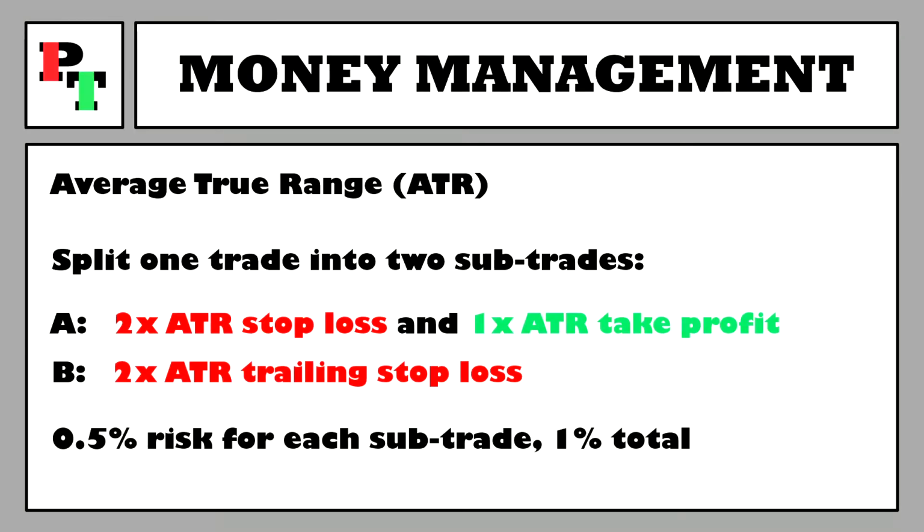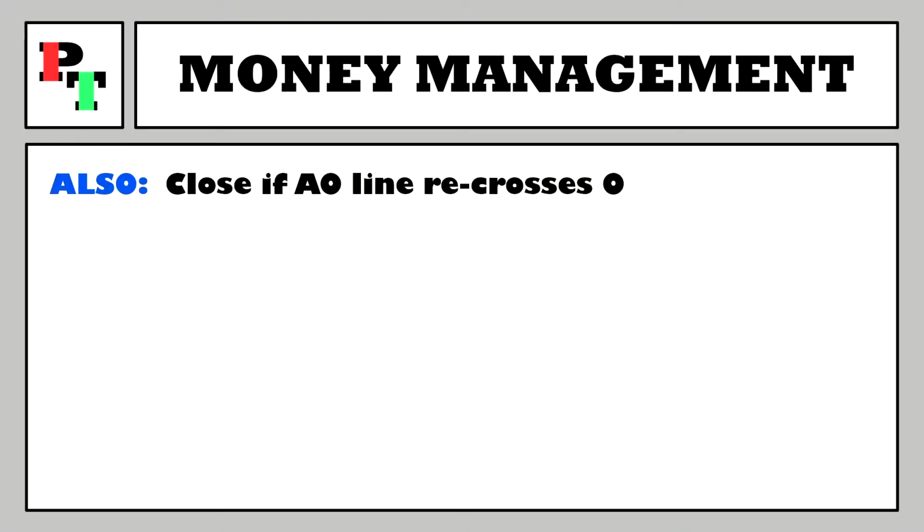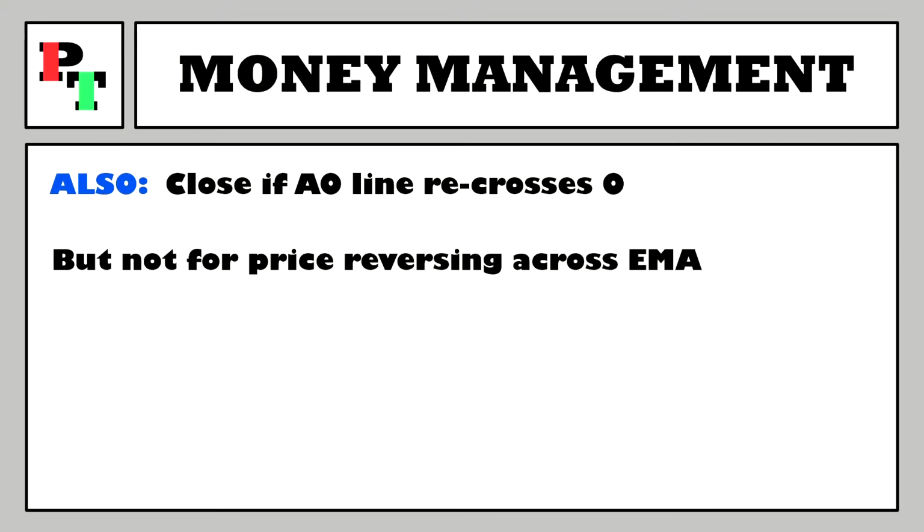Each of those subtrades will be at a 0.5% capital risk for a 1% risk total per trade. Also, if the awesome oscillator line recrosses zero, that will be a signal for us to close the trade. But we won't close the trade just for the price reversing across the EMA, because again, we don't want to get caught out too much in a range. We have enough risk management here already.